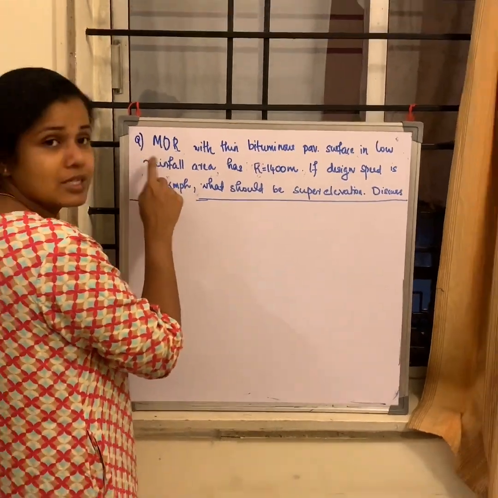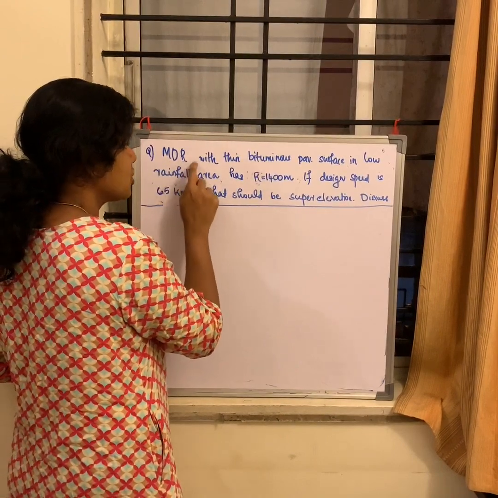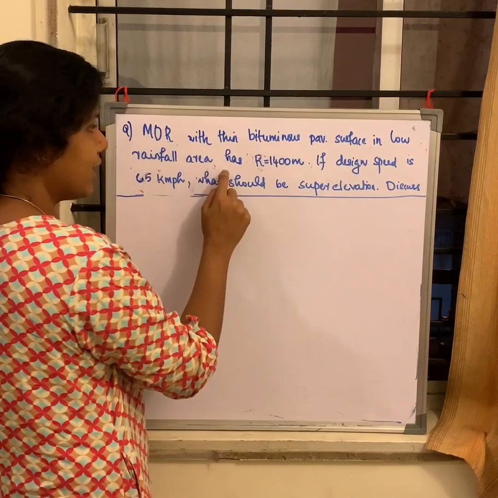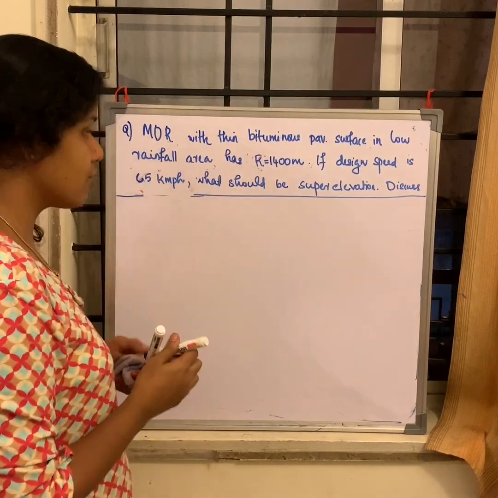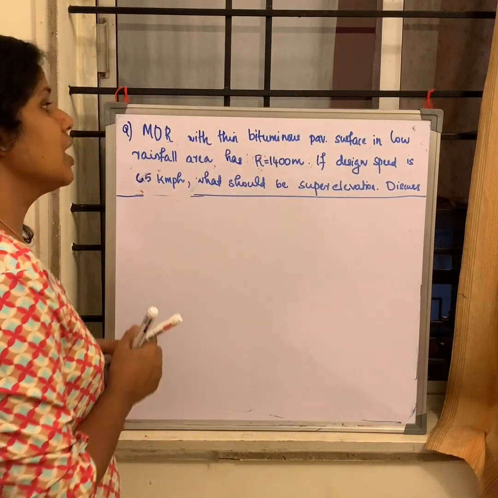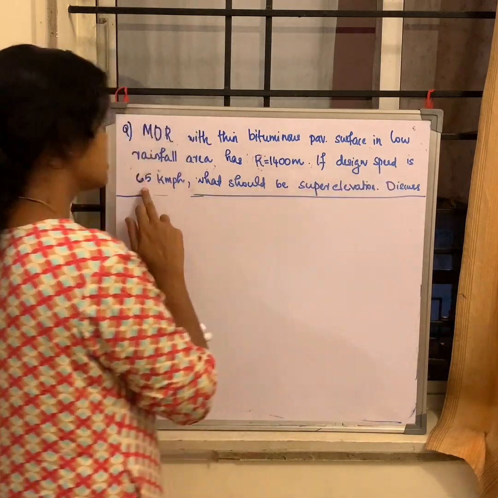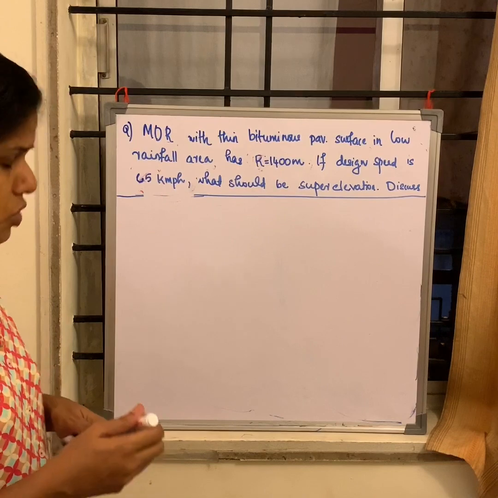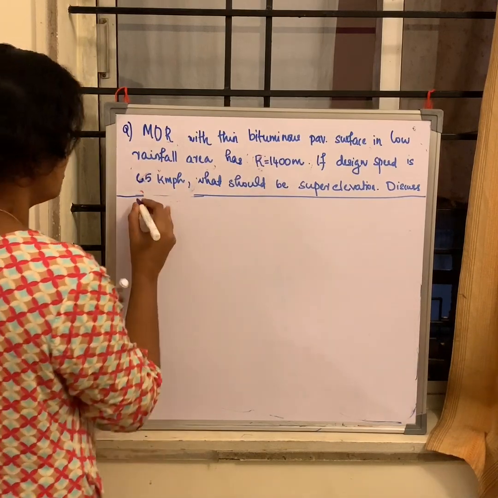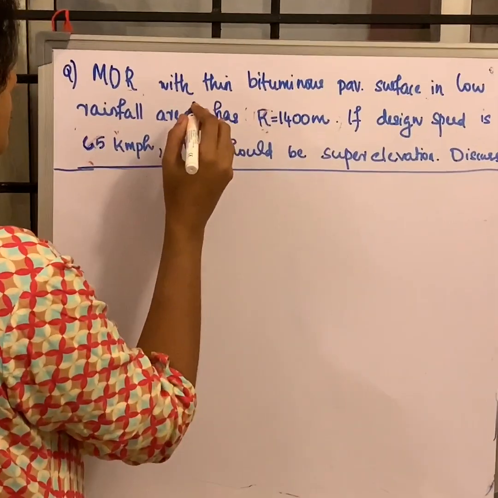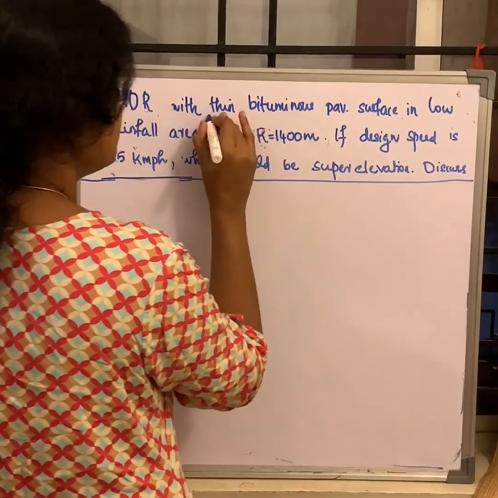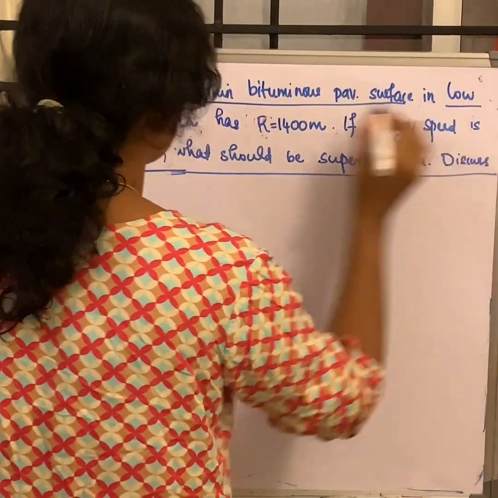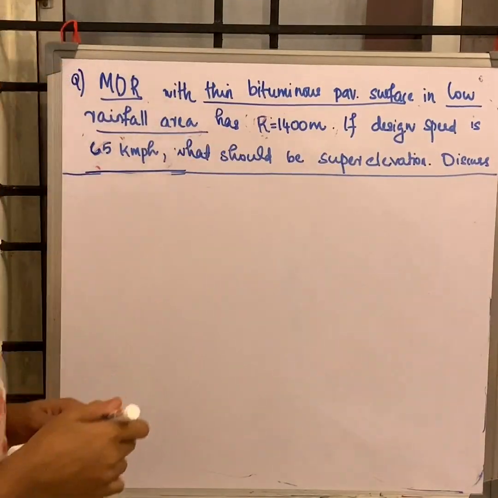So the problem is like this. A major district road with thin bituminous pavement surface in a low rainfall area has a horizontal curve of radius 1400 meter. If the design speed is 65 km per hour, what should be the super elevation discussed? So let's look a little closer at the problem. Thin bituminous pavement surface, a major district road, low rainfall area. This is the site condition that has been given.